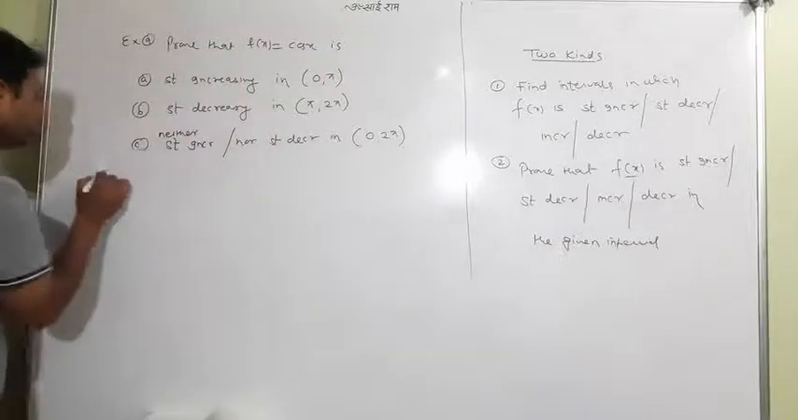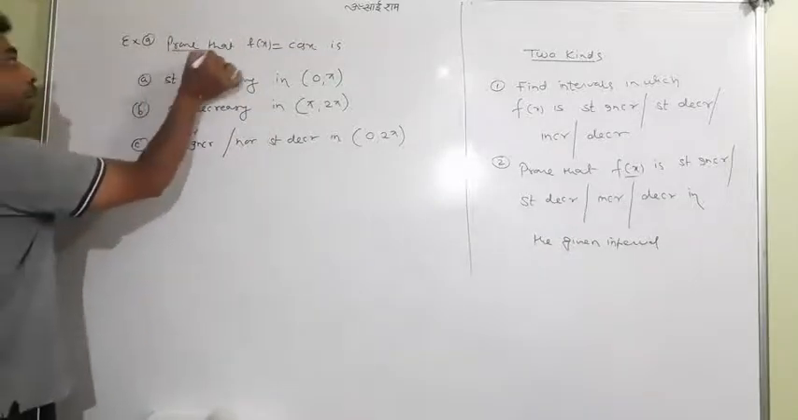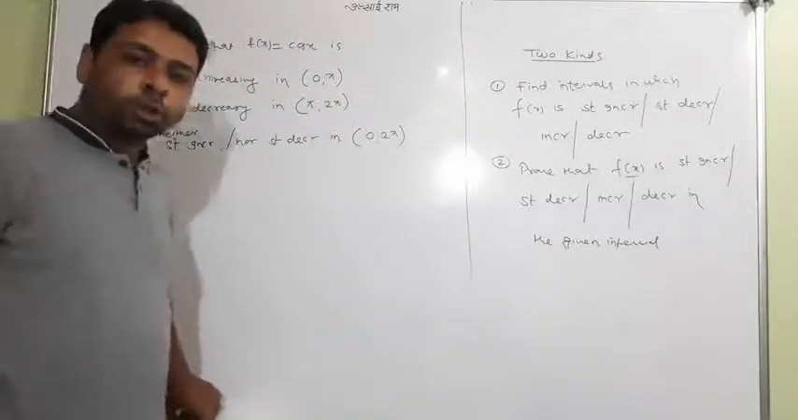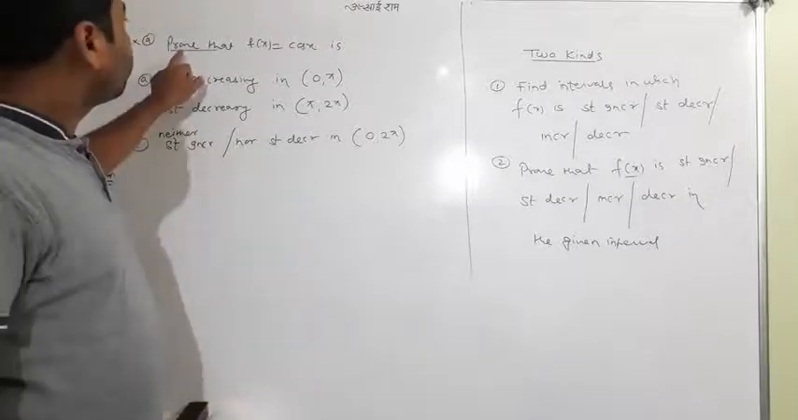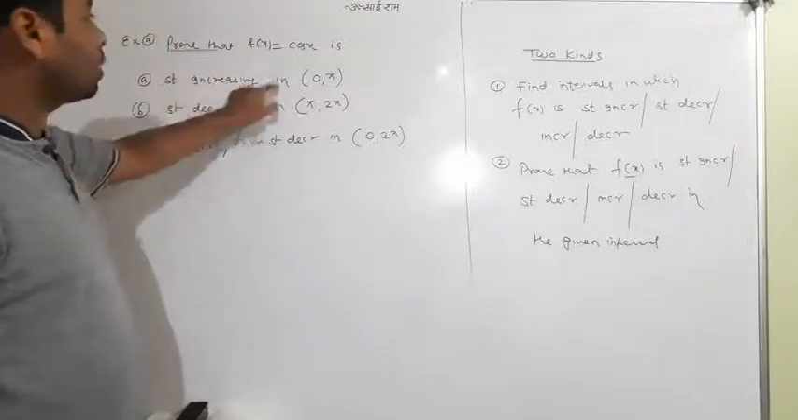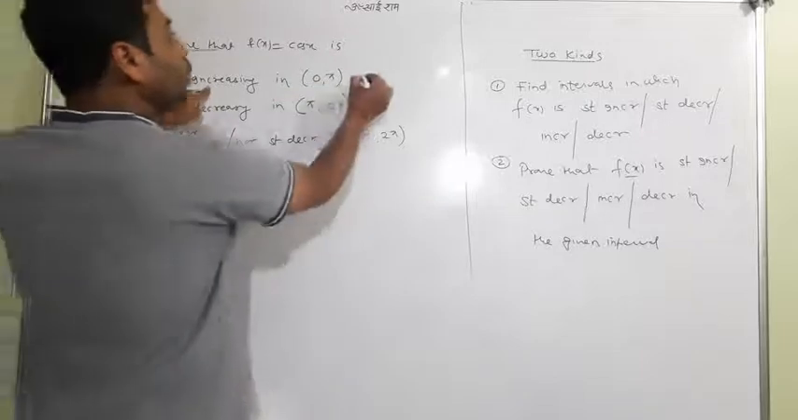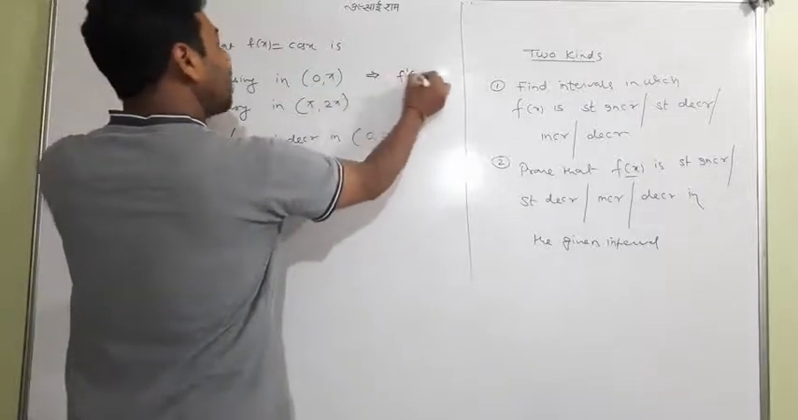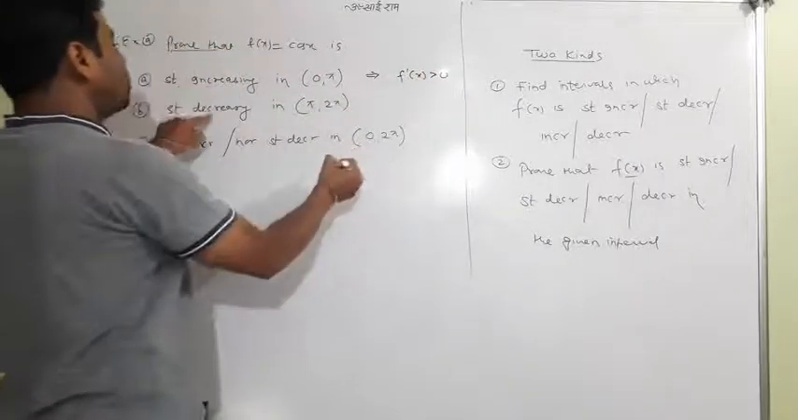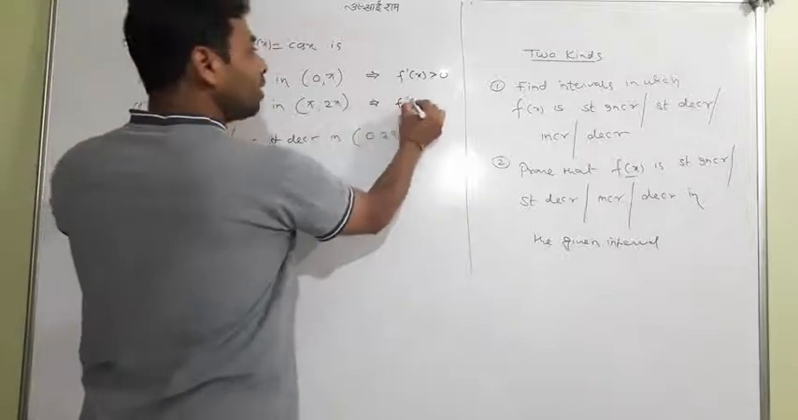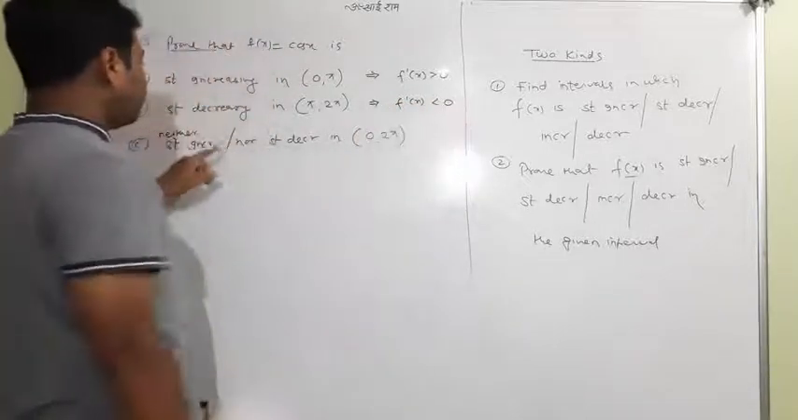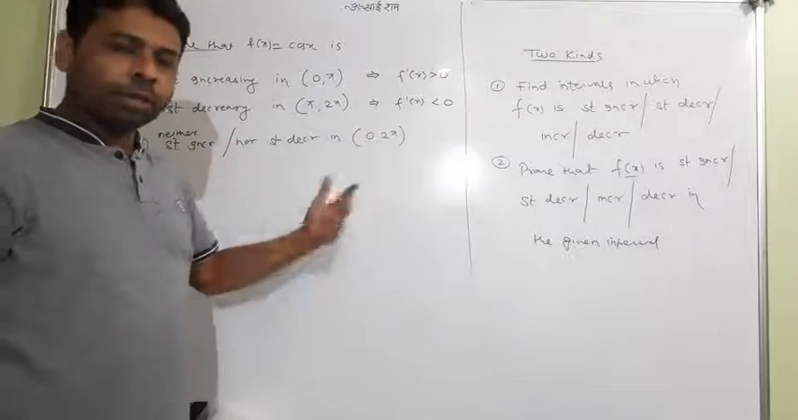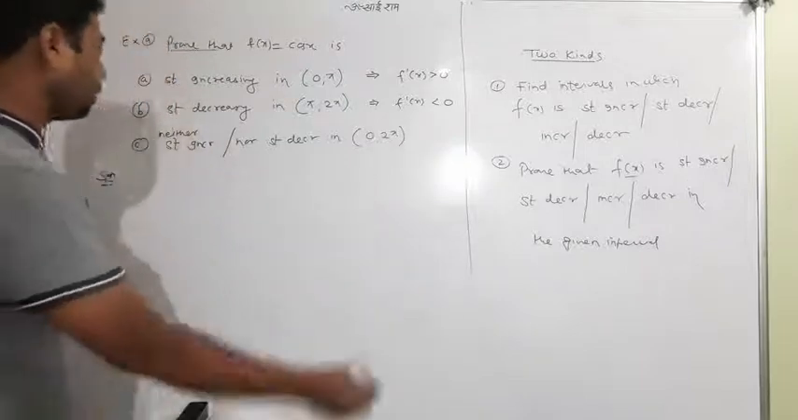So how can we prove it? We want to be sure what to prove: that the function is strictly increasing. Strictly increasing follows the condition that f dash x must be greater than 0. Strictly decreasing follows that f dash x must be less than 0. I have taught you this already. I will tell you later, no matter. So look at what I am telling you.